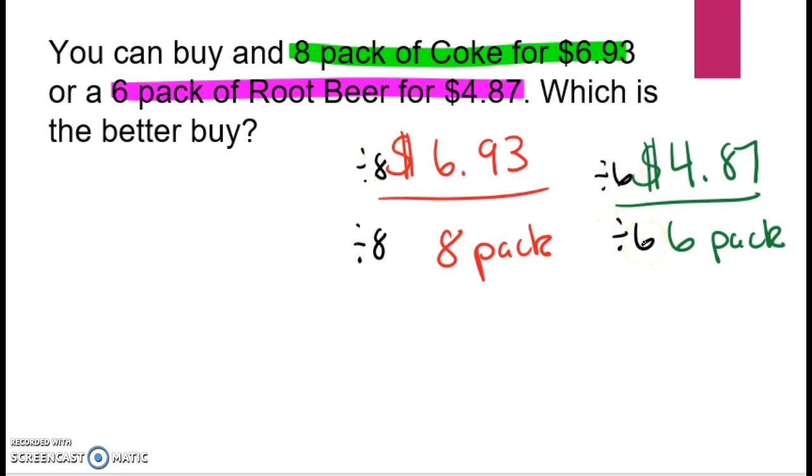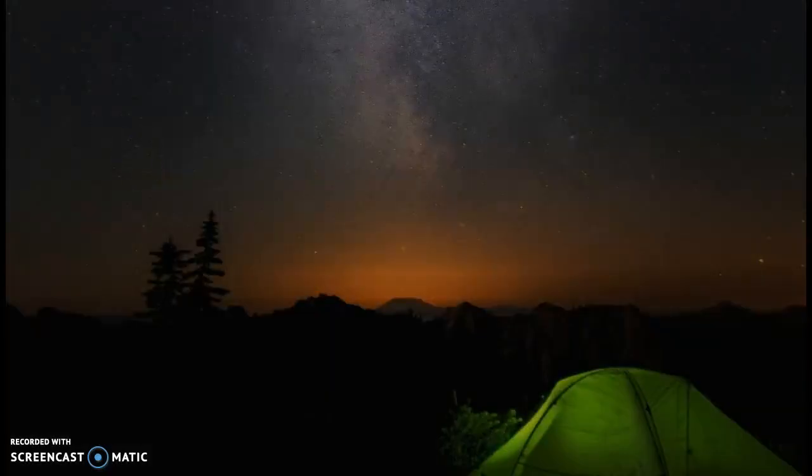So if I divide accordingly, I need to do $6.93 divided by 8. So 8 can't go into 6. I bring my decimal straight up. Oops, sorry about that. Let me fix that real quick.